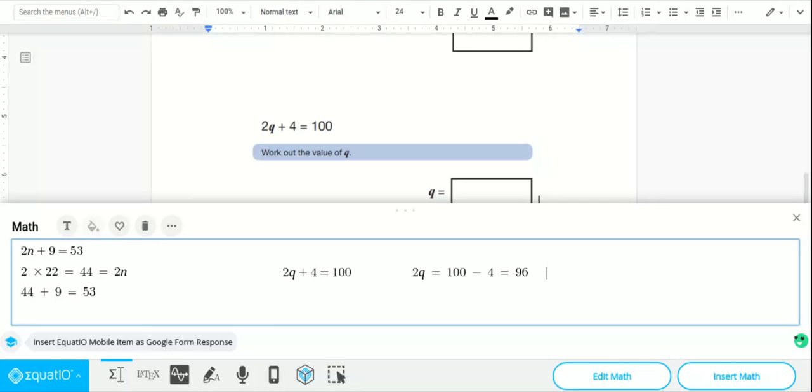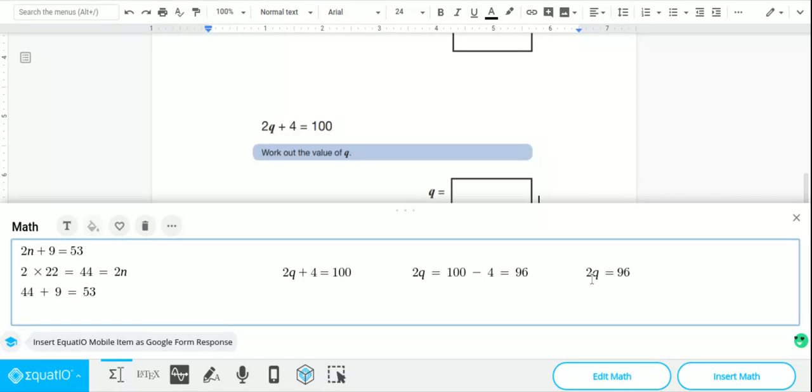Now, move this along slightly. So now we've got 2q equals 96. So 2q plus 4 is 100. I move the 4 to the other side. So it became 2q equals 100, take away 4, which is 96. 2q equals 96. What is q?